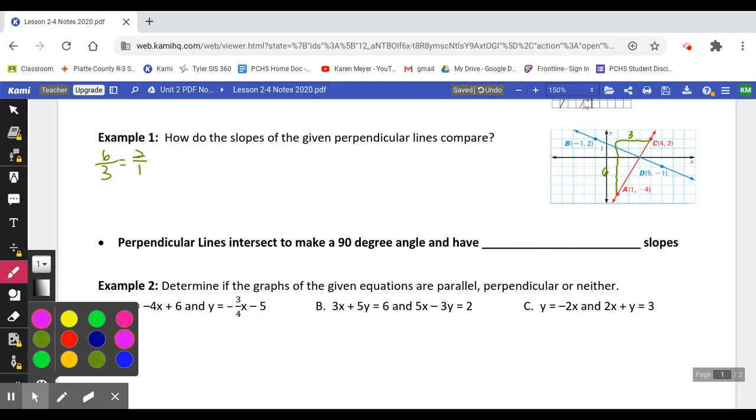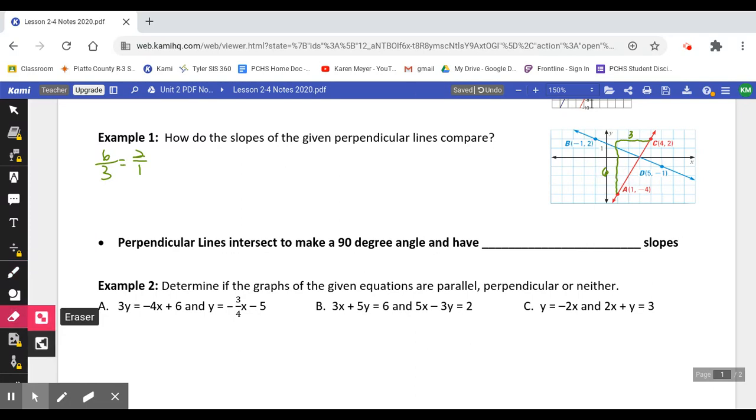So now let's count the spaces for the next line. So for this one, we're going to go down 1, 2, 3. And then we're going to go right 6. So that would be negative 3 over 6, which reduces to negative 1/2.